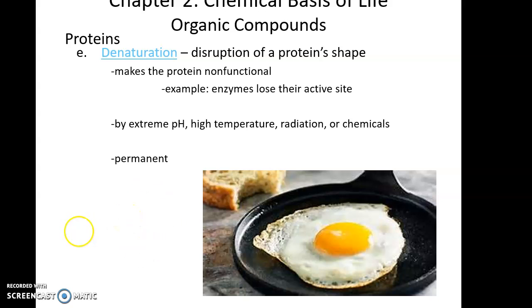Ways you can denature proteins include pH extremes, either super high or super low, depends on the protein, super high temperatures, radiation, chemicals, there's probably some other things out there too. Basic idea being that you can't unfry the egg. Sorry, once you've fried your egg, you can't unfry it.